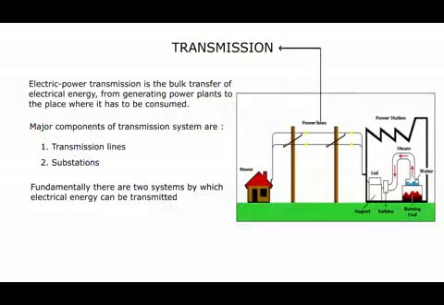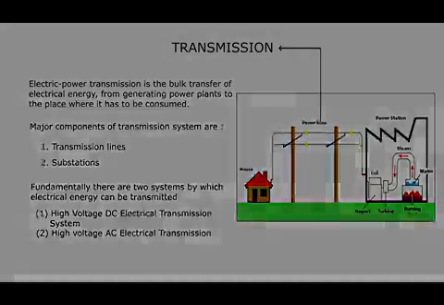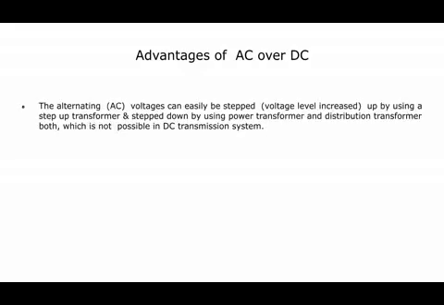Transmission systems are of two types: high voltage DC transmission system and high voltage AC transmission systems. There are certain advantages of AC transmission system over that of DC. AC voltages can be easily stepped up using step-up transformer and stepped down using both step-down and distribution transformer. This is not the case with DC systems.